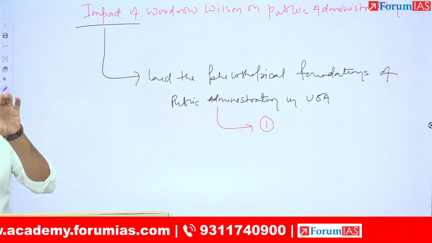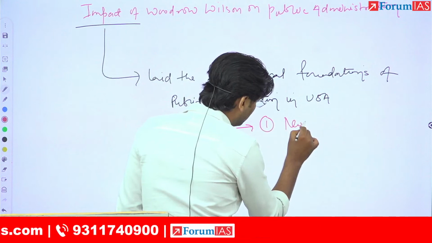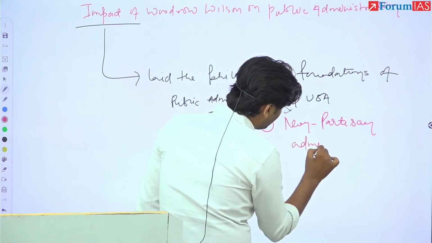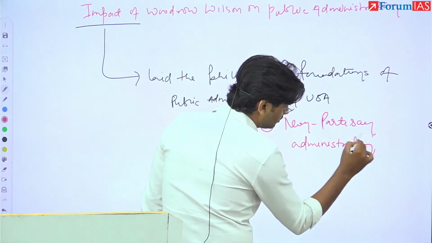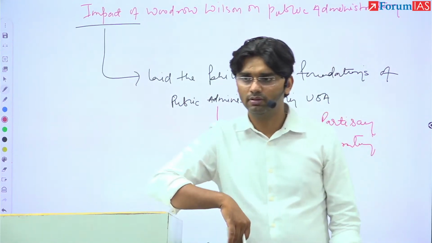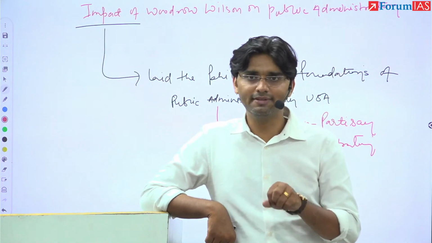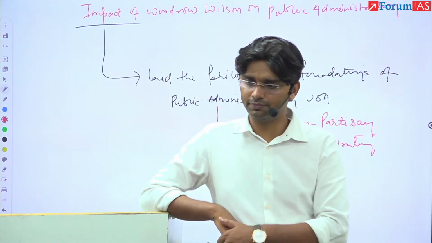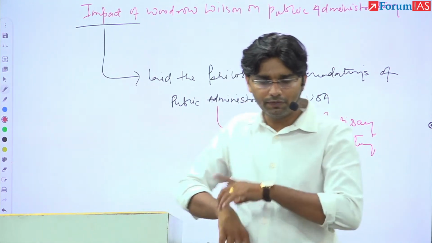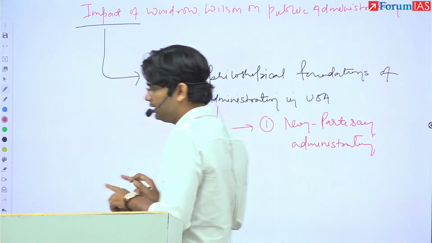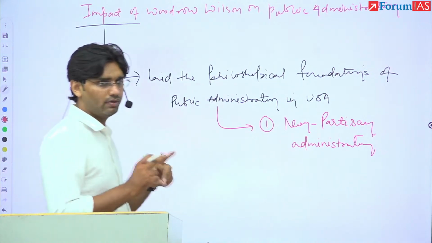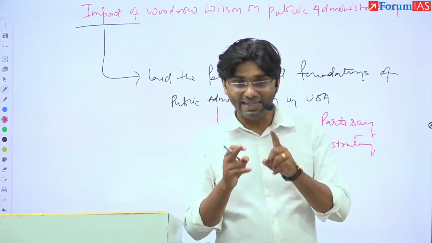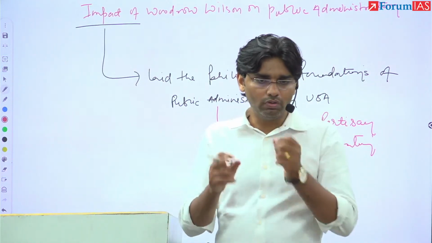Number one, administration should be non-partisan. What is this non-partisan? What is the meaning of this? With the spoils system, administration was completely partial. They used to work for the president, not for the people. So from the ideas of Woodrow Wilson, one conclusion in USA, everyone got that now time has come for administration to be impartial and non-partisan. It should work for the people.